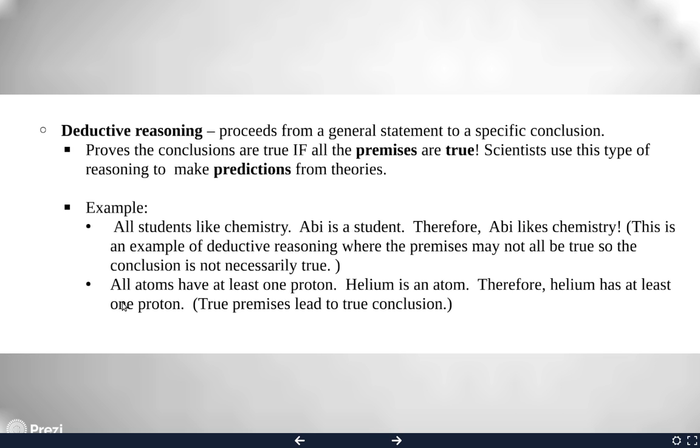And here's another one. All atoms have at least one proton. That is a true premise. Helium is an atom. That's also true. So therefore, helium has at least one proton. The premises are true, therefore the conclusion, that helium has at least one proton, has to be true. These are deductive reasoning. They start from a general statement, all atoms have at least one proton, to get to something very specific: helium has one proton.